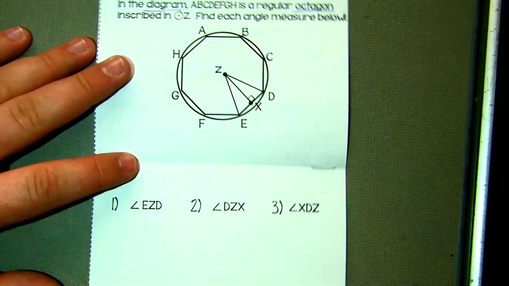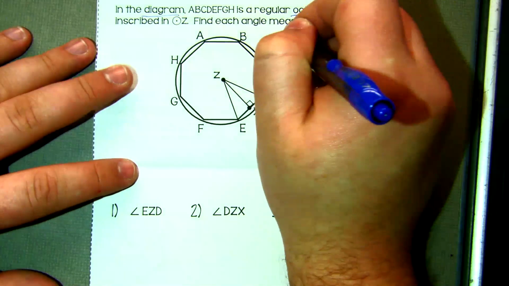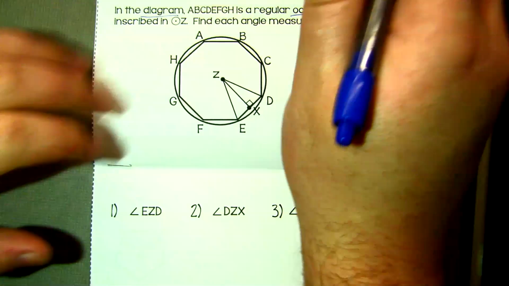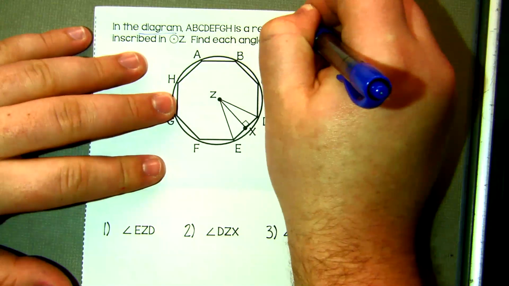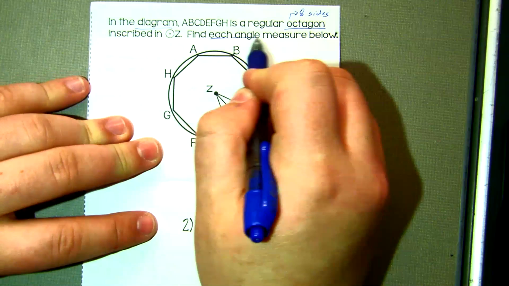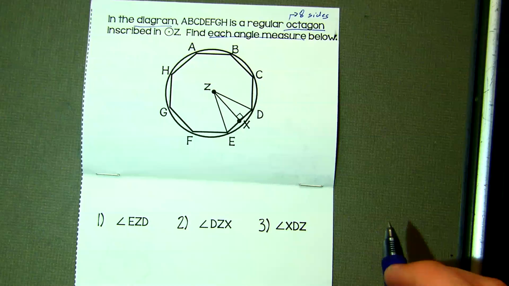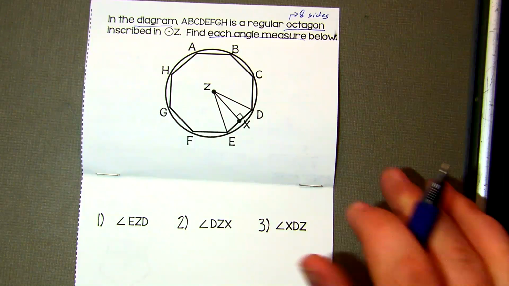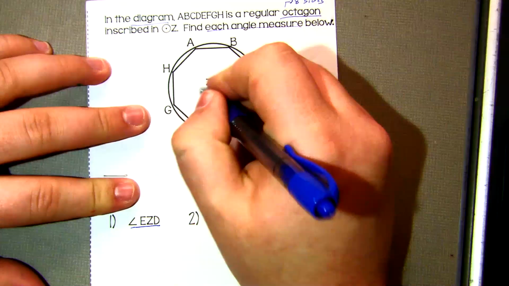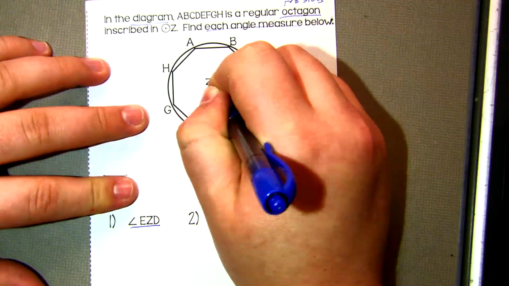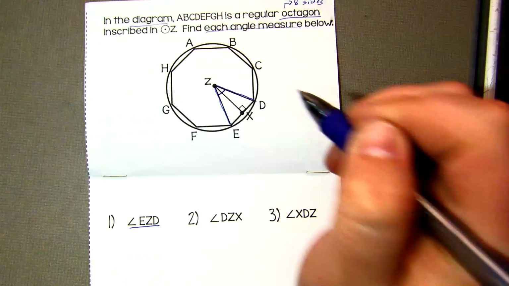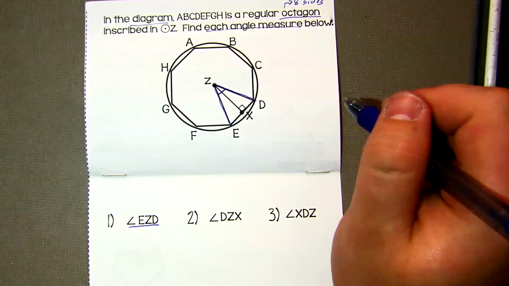How many sides does an octagon have? Awesome. Yeah, thank you. Octagon means we have 8 sides. We want to find each angle measure below. Okay, our first angle that we're looking at is angle EZD. Well, that's this one right here. Any ideas how we could find angle EZD?